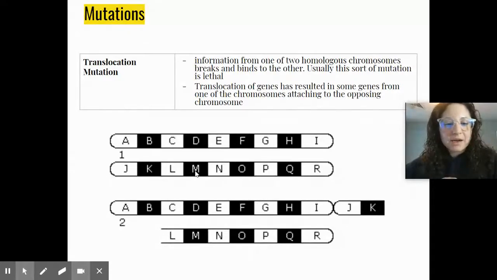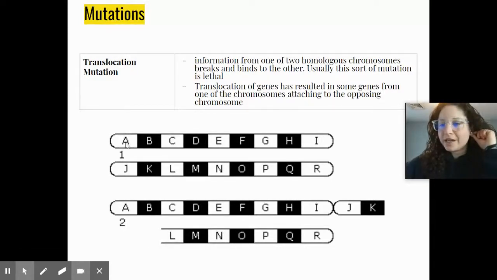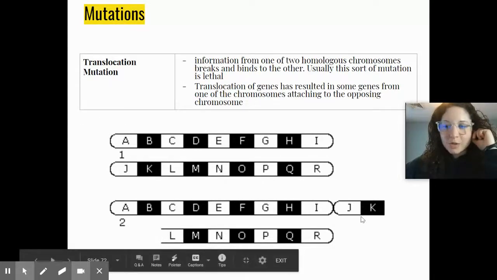So what's happening here is that some genes from one homologous chromosome are breaking off. So that's what you see in number two down here. So genes J and K are now gone and they've reattached themselves to our other chromosome. So now if A and J coded for free versus attached earlobes, let's say A is for free earlobes, J is for attached earlobes. Now what's going on is on the same chromosome, you have two copies of the earlobe gene and you have no copies of the earlobe gene on its homologous pair.